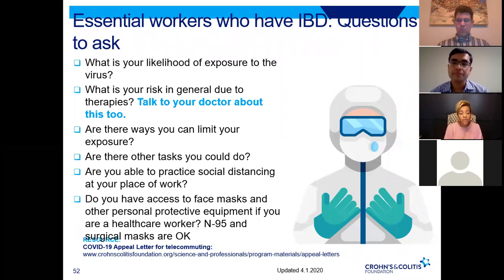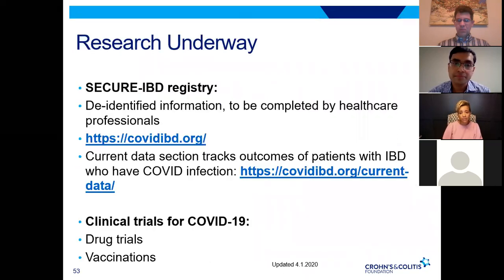Prednisone, like we talked about, does increase your risk, and so you should be practicing extra careful measures if you are on prednisone, and if prednisone has been deemed necessary for you. But if that's not the case, then talk to your doctor about tapering off of prednisone to reduce your risk. Next slide, please.